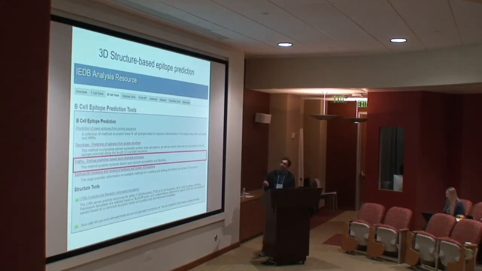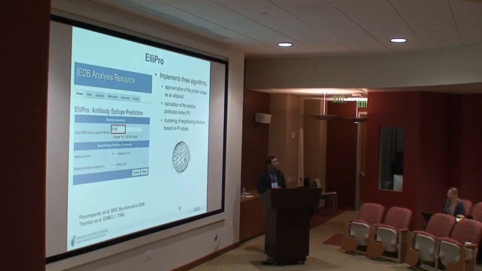And then coming to the second tool, which is ElliPro for discontinuous epitope prediction. Do you have any questions on this tool? So ElliPro is the second method that we have for predicting discontinuous epitopes. What this method basically does is approximate the protein's shape as an ellipsoid, and then get protrusion indices for these residues here, and then cluster these residues based on how close they are in 3D space, and then predict them as epitopes.